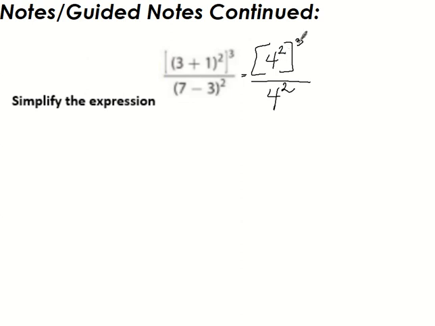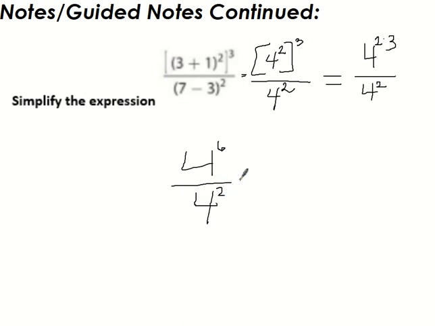So I'm going to first apply the power of a power property. Oh, my microphone just died. So remember, power to a power means I'm going to multiply. So 2 times 3. We're going to still leave this down here because we haven't done anything with it. So 2 times 3 would get me 6. So we're going to have 4 to the 6th over 4 squared.